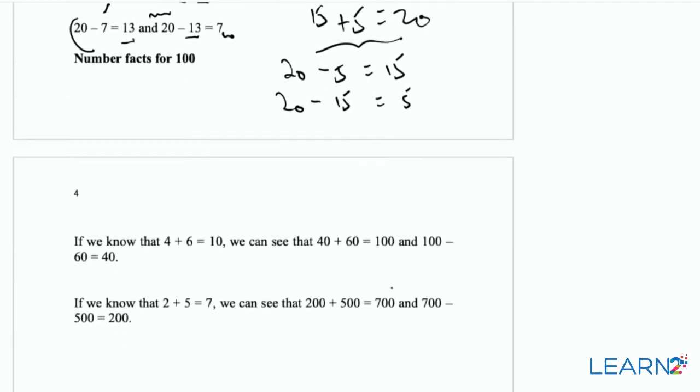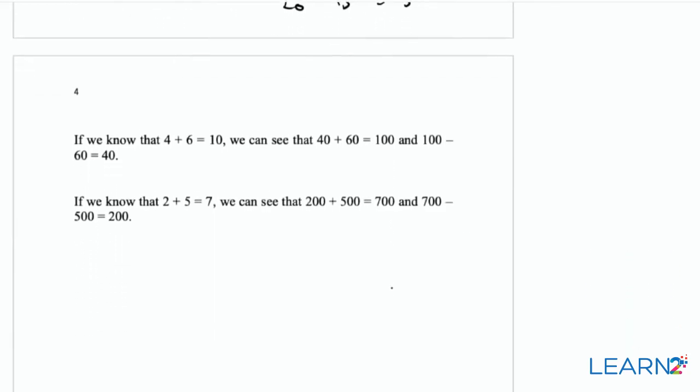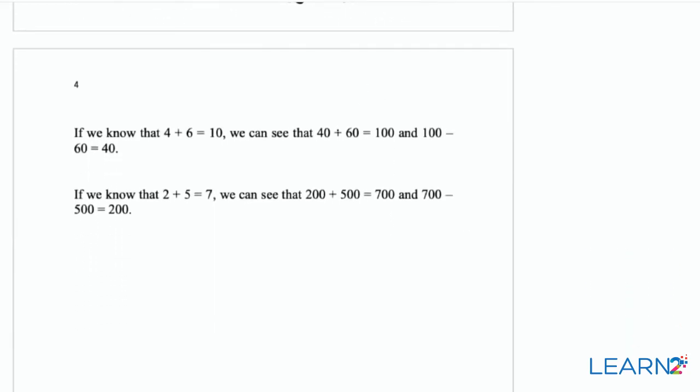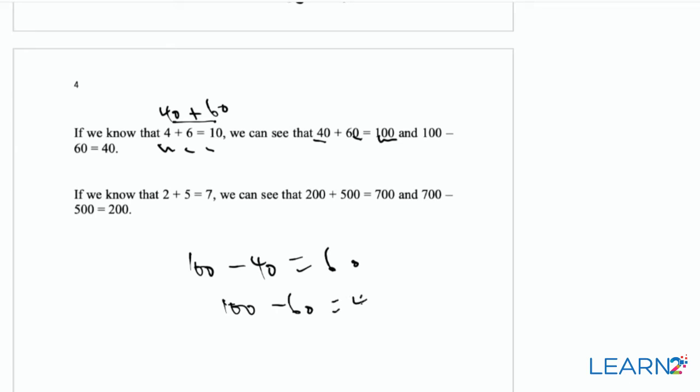What about the number facts that relate to 100? Well, if you look at this, we know that 4 and 6 is 10. What happens if we make the 4 a 40? That would mean a 40 and a 60. What does 40 plus 60 give you? 100. So what are your number facts with 100? You could say 100 less the 40 would give you 60, or the 100 less the 60 would give you 40. Now you could keep going.